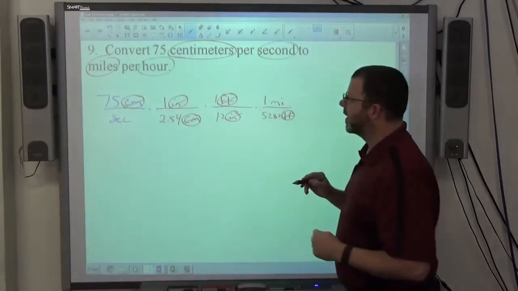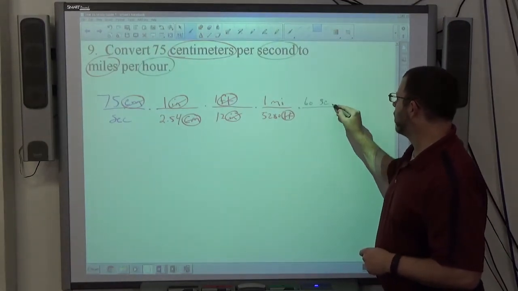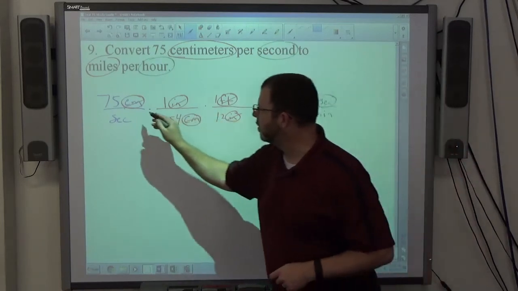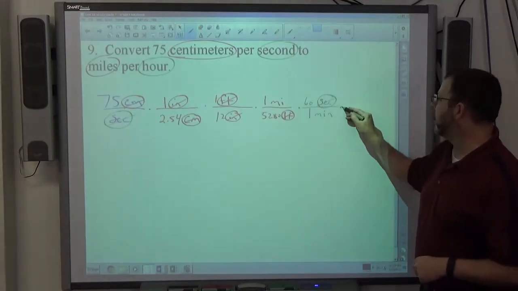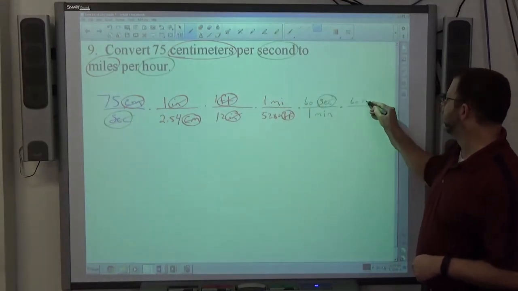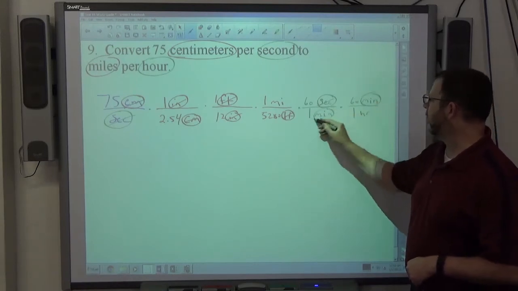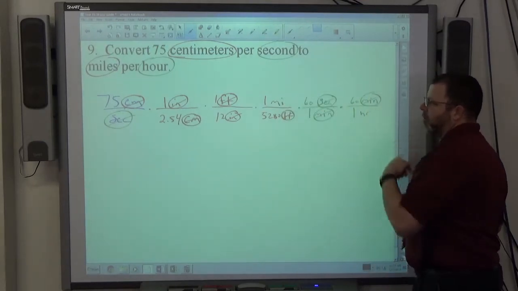Next, I want to go from seconds into hours. I know that 60 seconds is equal to 1 minute. Notice I'm locating seconds in the numerator to deal with the second in the denominator. Those seconds cancel. Now I've got minutes in the denominator, so I know that 60 minutes is equal to 1 hour. Minutes on top, minutes on bottom cancel, leaving hours on bottom. The leftover units, miles on top per hour on bottom.